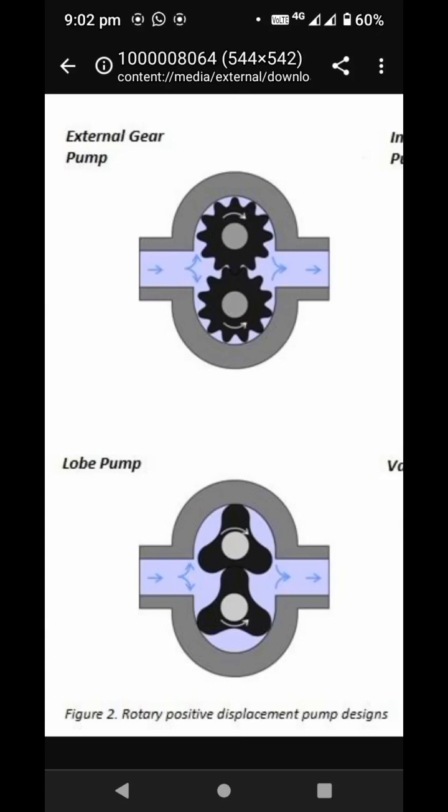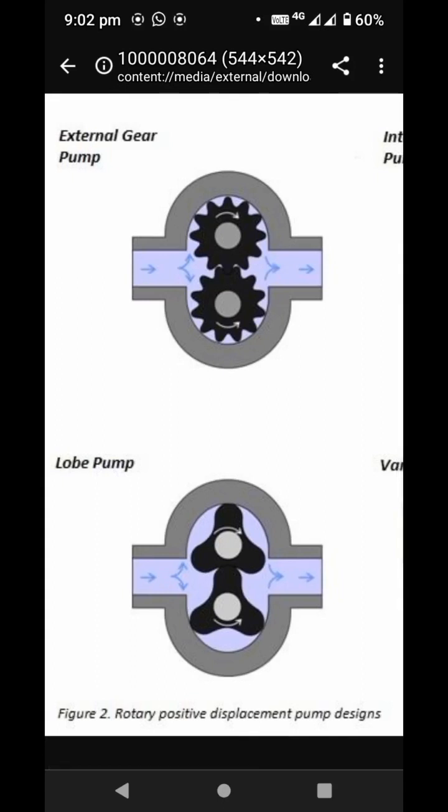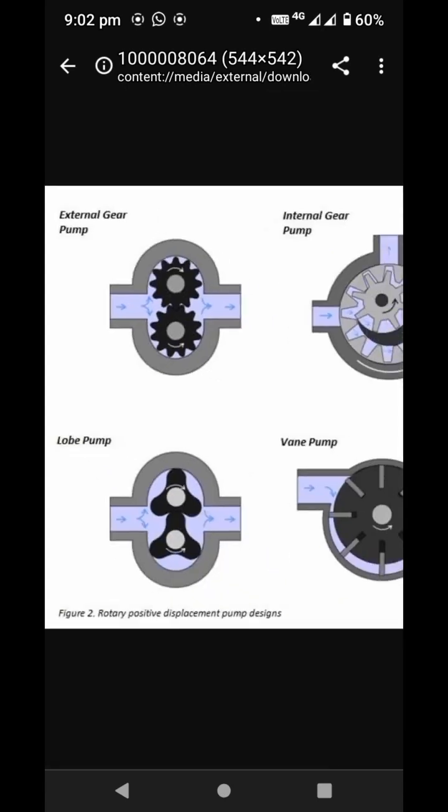Initially, depending upon the application, the gears are removed and then lobes are installed. Other than the casing, everything will be the same, and the same dimensions will be followed. So only depending upon the application, the gears are removed from the casing and then the lobes are installed. Okay, so that category is lobe pump. That also comes under the rotary category only.